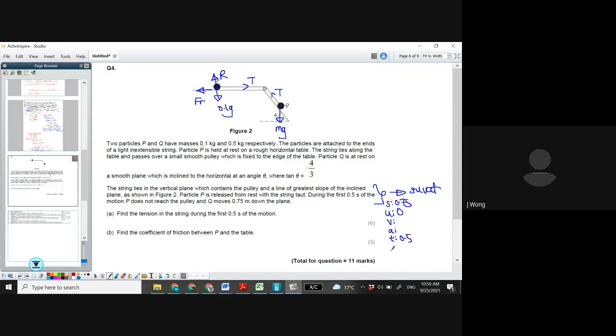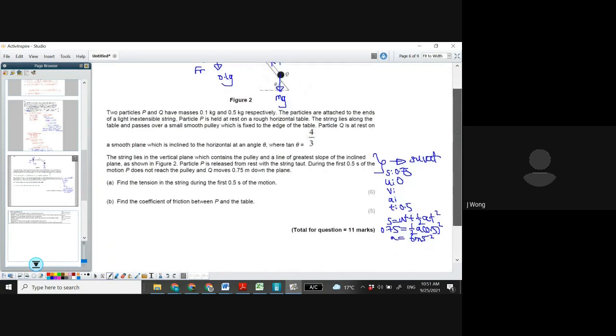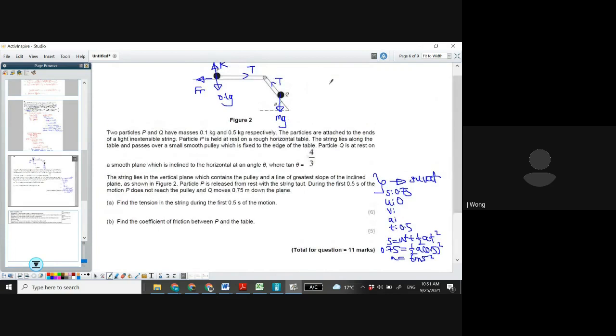So there we go. You're going to use s equals ut plus half at squared first to find the acceleration. So 0.75 equals half a times 0.5 squared. So a will be 0.75 times 2 and times another 4, so that will be 6 meters per second squared. Next, they want us to find the value of tension. So we're just going to form an equation of motion for Q first, because for Q there's only one unknown left, which is the tension.